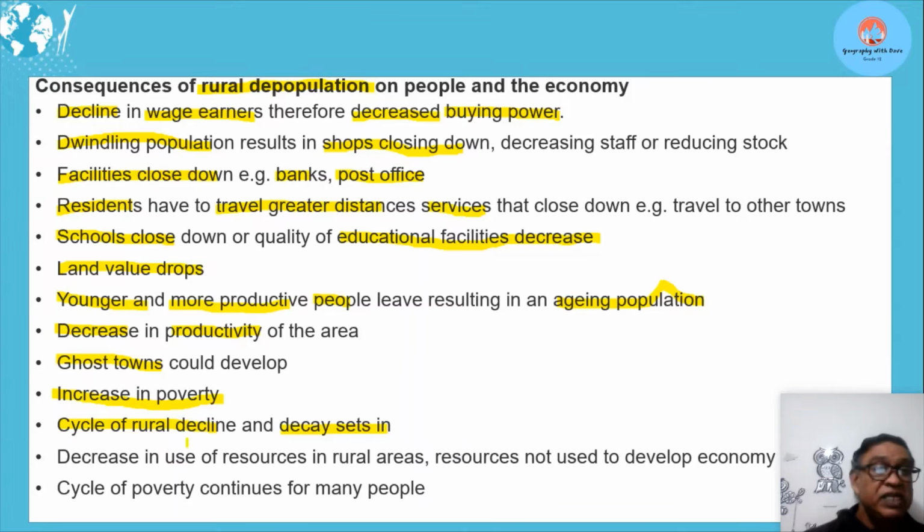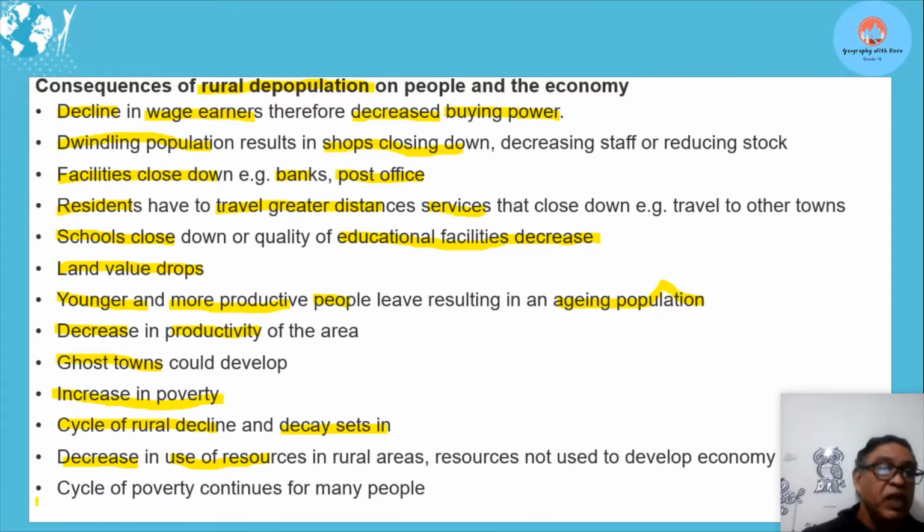Okay. A decrease in use of urban resources. All right. So resources are not used to develop the economy. People are not there. There's no demand. There's no people. There's no productivity. There's no income coming. The services have closed down. There's no profits. The economy does not use the resources. People don't use the resources.